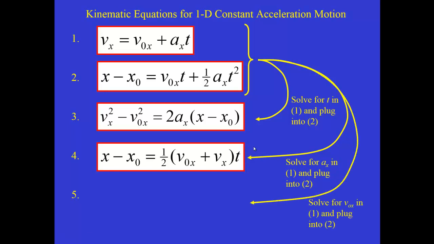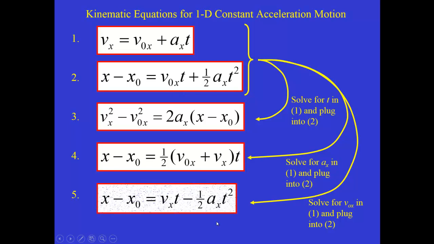And then finally, the third way of combining the first two equations is to solve for V0x in equation 1 and plug it into equation 2, and the result is that we will have an expression for the displacement x minus x0 that is related to the final velocity rather than the initial velocity. You'll see that equation 2 and equation 5 look very similar. The only difference is the velocity in equation 2 is the initial, and then in equation 5 it's the final, and there's a sign change in this 1/2 axt squared term. So we will have practice in class applying these equations to different kinds of one-dimensional motion problems.